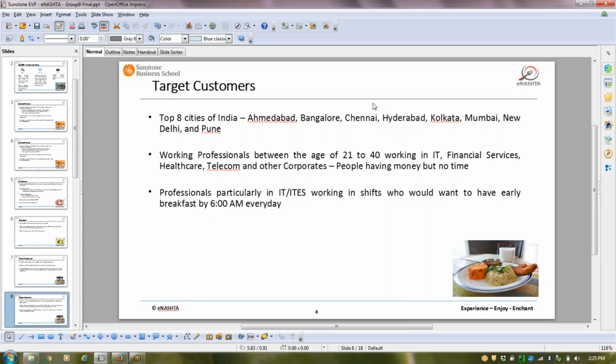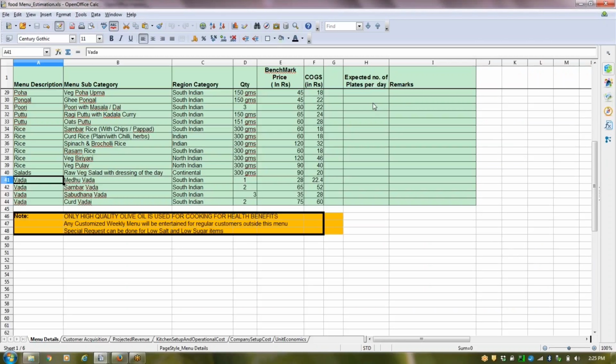So once you have done all this, this is the time that you have to go back to your workboard and put a lot of effort into bringing up data for your business idea.